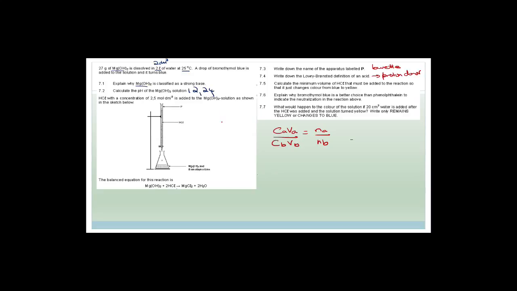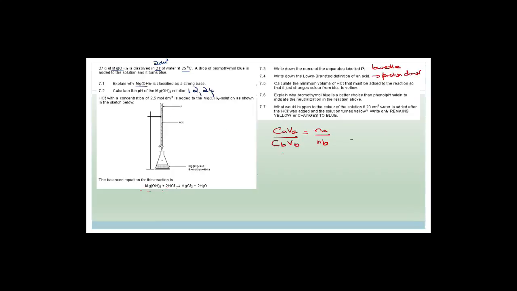Because they are saying we have 27 grams in your 2 liters. We have a drop of bromothymol blue, quite a lot of water, but anyway. And then they said that we've now got HCl of concentration 2.5 moles added, and they want to know what volume of this HCl has to be added. But we've got the mole ratio here, it's 1 to 2. So we can work this out.